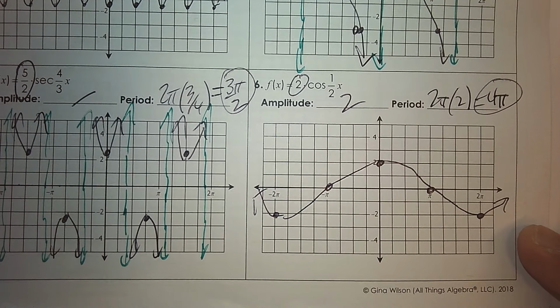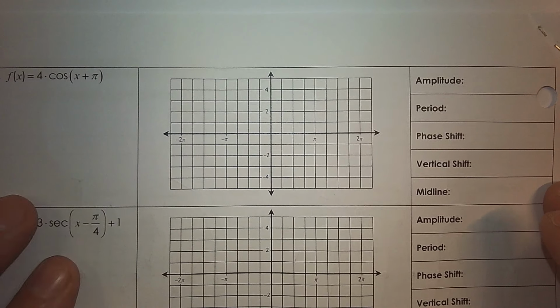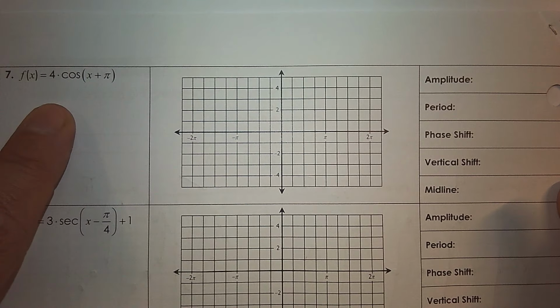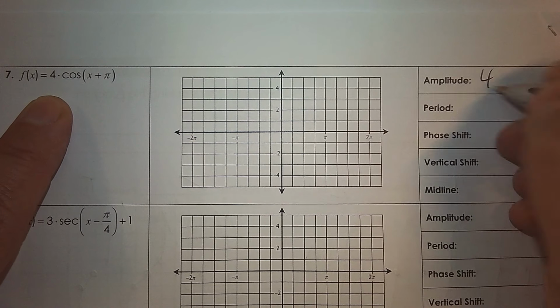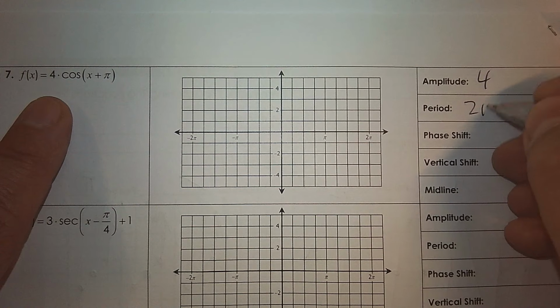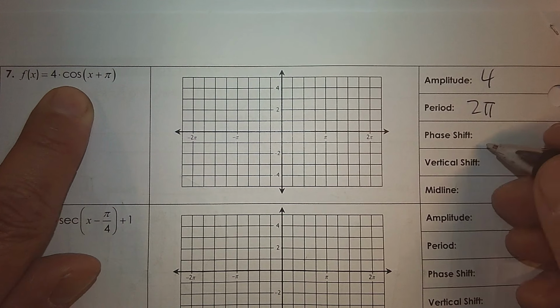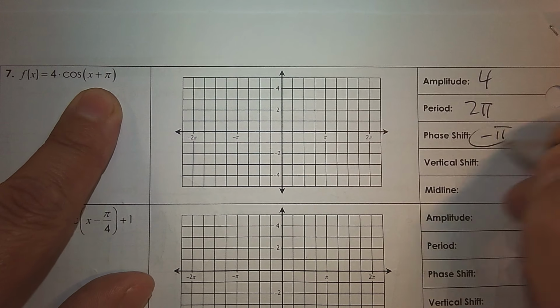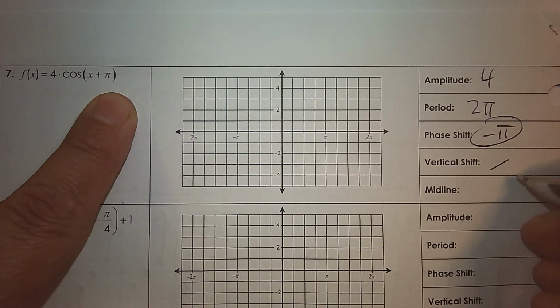Done. Number 7. The amplitude here is 4. The period is 2 pi, and it doesn't change. There's nothing multiplying here. But the phase shift's negative pi. That's where we're going to start. And no vertical shift, it's 0.